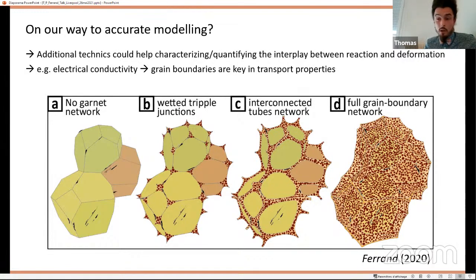And for example, I would try to adapt electrical conductivity measurements for several reasons. One of these is that this kind of property is highly controlled by the shape of the grain boundaries and the intrinsic properties of these grain boundaries, and highly related to the transport properties. So there is something to do to understand the kinetics of transformations in unstable systems at relatively low temperatures like this.